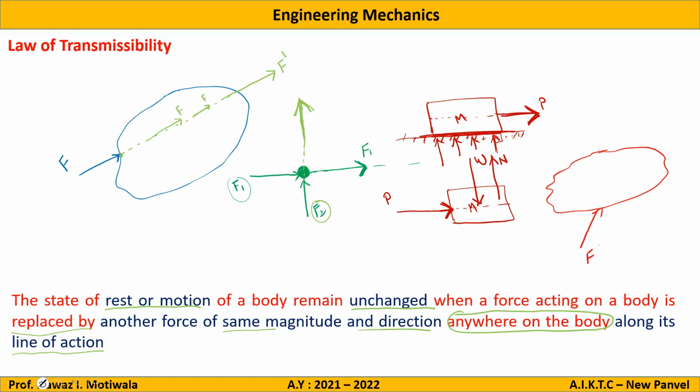So what does the law of transmissibility say? It says that this force F can be replaced anywhere along this line of action with the same direction and magnitude. The effect on the body will remain the same. So this was all about the statement of the law of transmissibility, that we can shift the force along the line of action maintaining its magnitude and direction. Any doubts in this? No, sir. Okay.